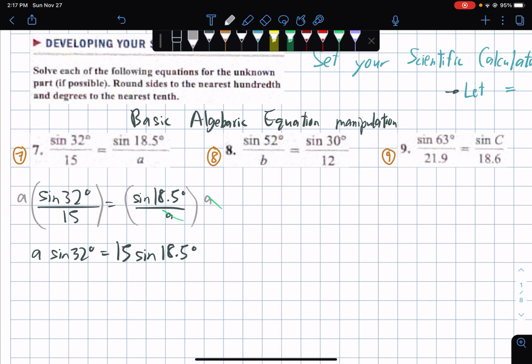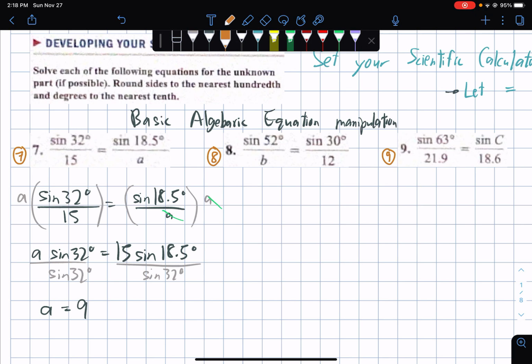So basically, I multiplied both sides with A, and at the same time I multiplied both sides with 15. So the denominators of the initial equation would be eliminated. With that in mind, we divide both sides with sine 32 degrees. The answer would be 9.